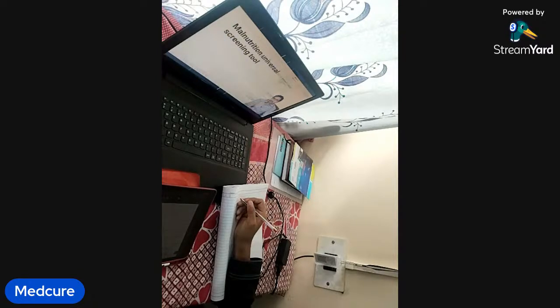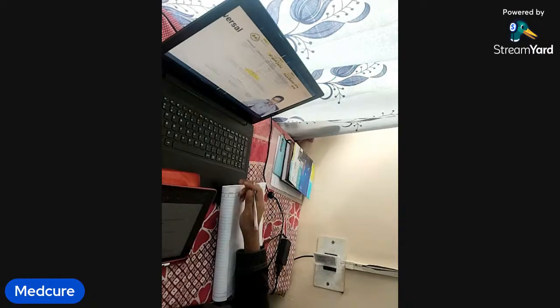There is another tool which has been mentioned in both Bailey and the latest edition, and this is known as the Malnutrition Universal Screening Tool. The Malnutrition Universal Screening Tool takes into account the body mass index, the weight loss score, and the acute disease effect score. These are the three things which it takes into account. Once you calculate this, you will get the overall risk of malnutrition.